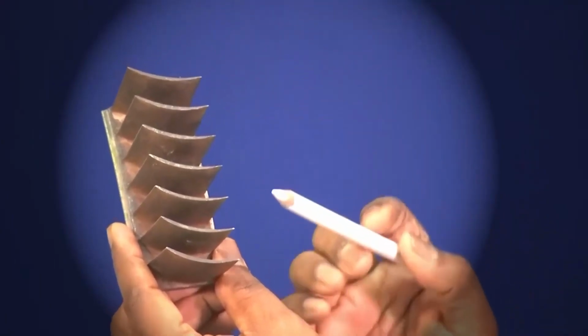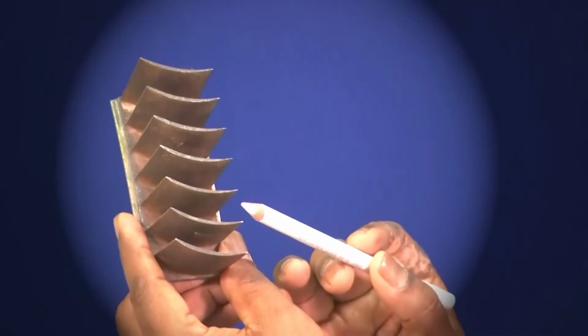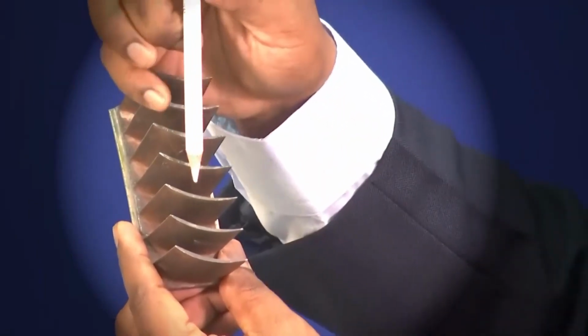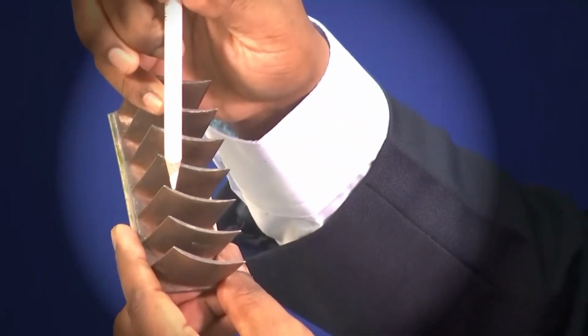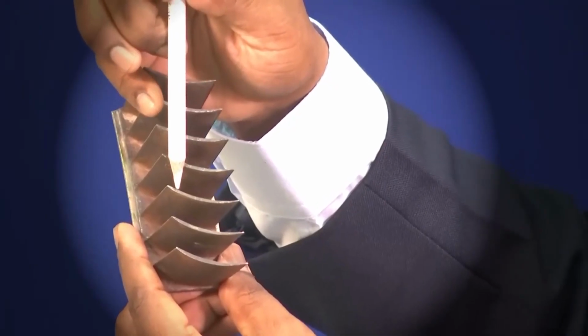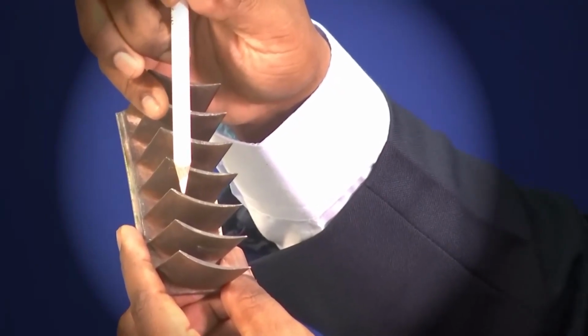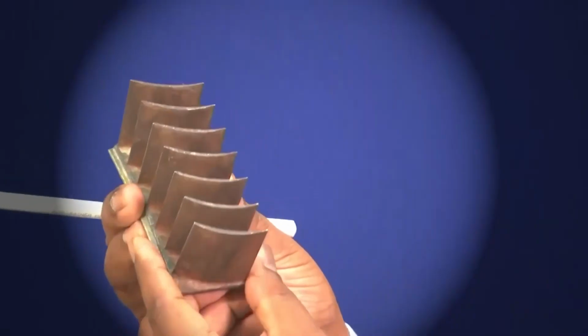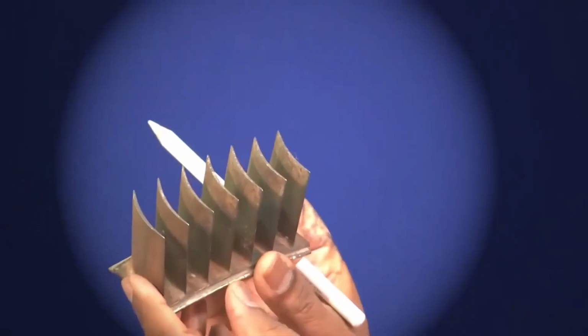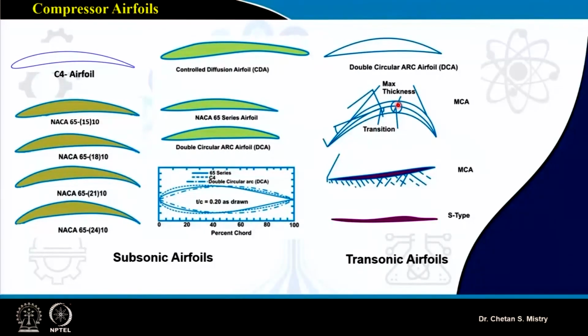And if you recall, we were discussing that these aerofoils are of subsonic kind. So this is not exactly a C4 aerofoil or NACA 65 aerofoil; it has been made by the engine manufacturing company. With this background, I am sure you are able to understand the different kinds of blades and the different kinds of cascades.